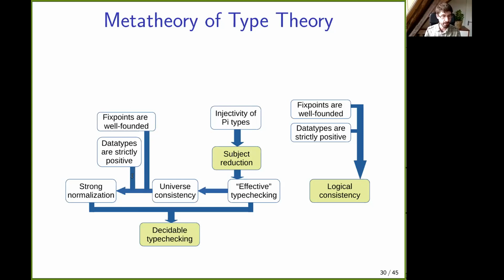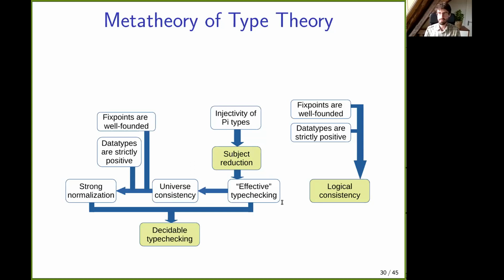So this is not the most important, but we can prove strong normalization in turn by requiring some other properties. So again, we need fixed points to be well-founded. We need data types to be strictly positive. We also need consistency of these universes. Otherwise, there's this paradox called Girard's paradox, which breaks termination again. And so to make sure that universes are consistent, well, we need to first make sure that our program is type correct. So we already need to type check it. But luckily, that's possible because we have this effective type checking.